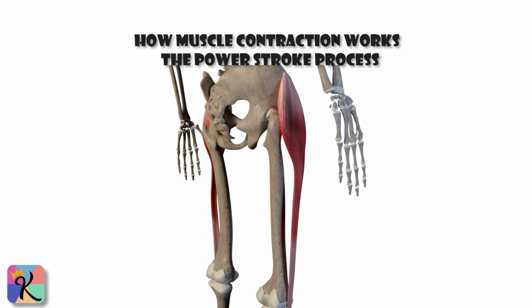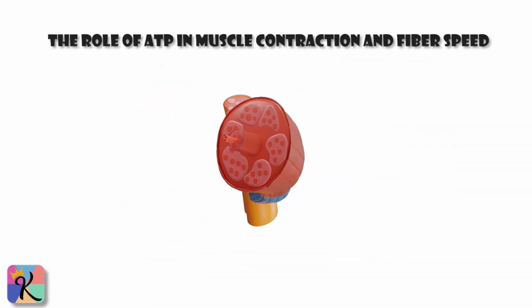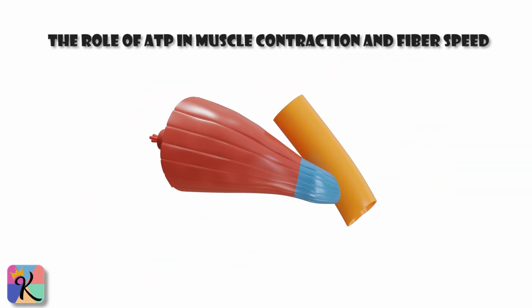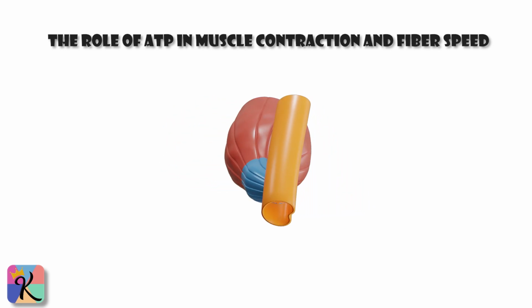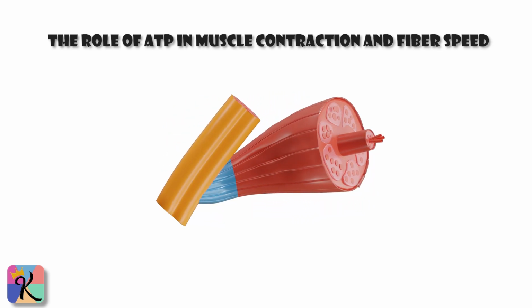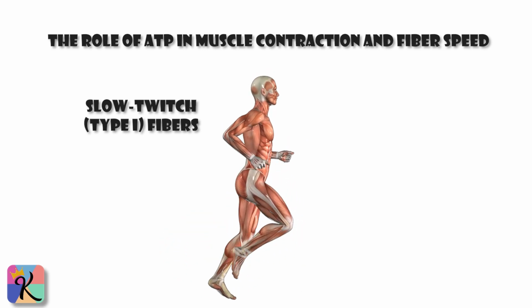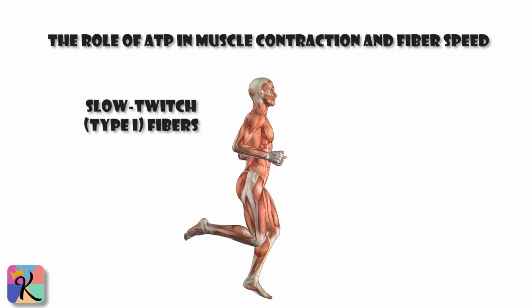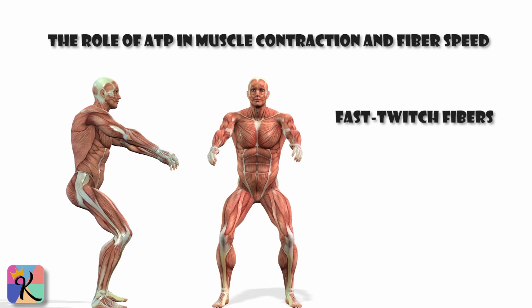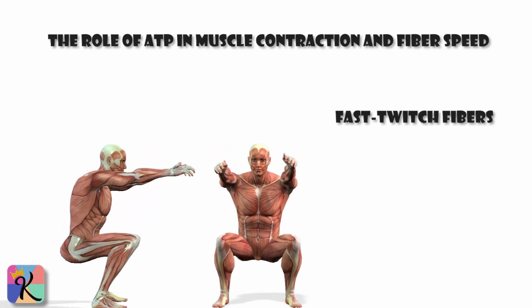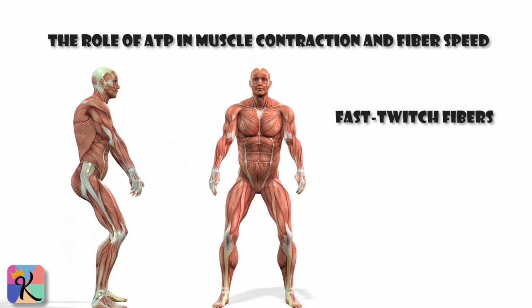The speed at which a muscle fiber contracts depends on the specific type of myosin ATPase enzyme present in the myosin head. There are two forms of this enzyme. Slow twitch fibers contain ATPase that hydrolyzes ATP more slowly, resulting in slower contractions. Fast twitch fibers have ATPase that hydrolyzes ATP quickly, allowing for rapid contractions.